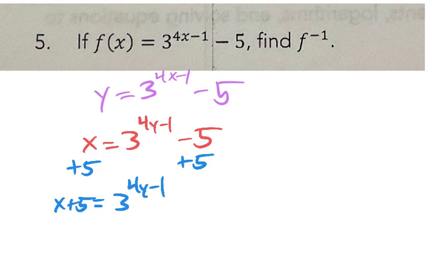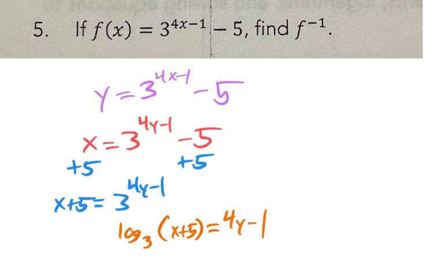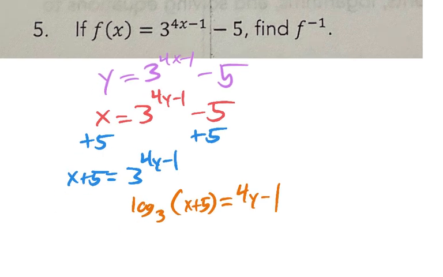Got to rewrite this as a logarithmic equation. So this would be what? Log base 3 of x plus 5 equals 4y minus 1. We good with that step? That's how we get rid of a variable in the exponent. We have to write it as a logarithmic equation. Now what? Get y by itself.